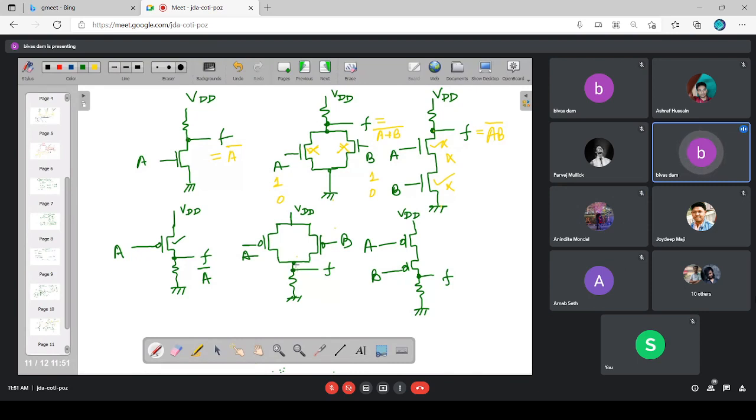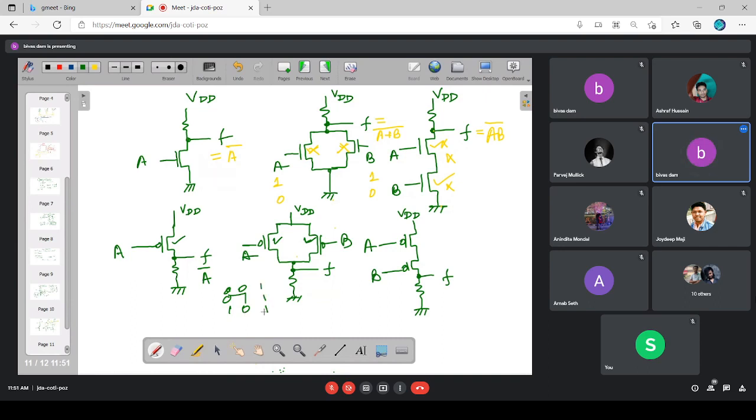For the output to be 1, either this to be on or this to be on. Then through the corresponding path I'll be getting VDD at the output, or both to be on. So for 0 0, 0 1, and 1 0, in these three cases the output is 1.